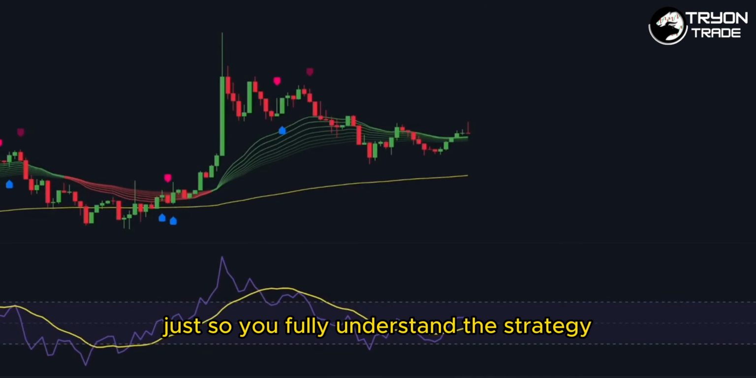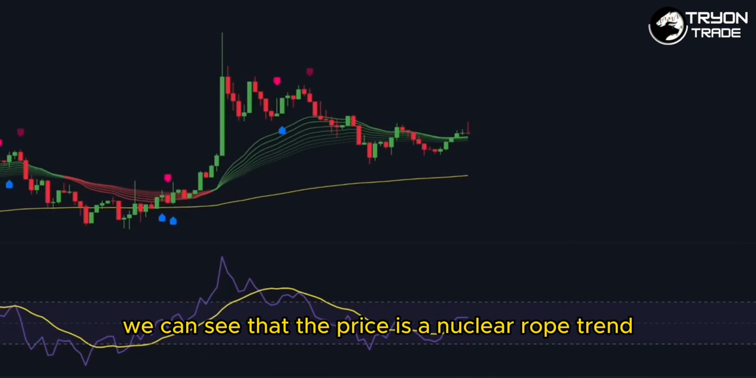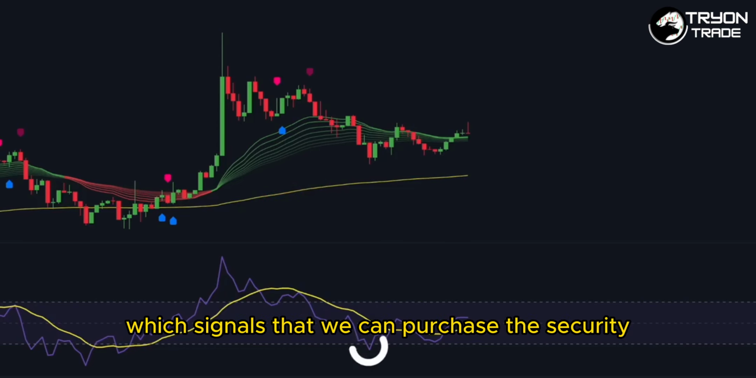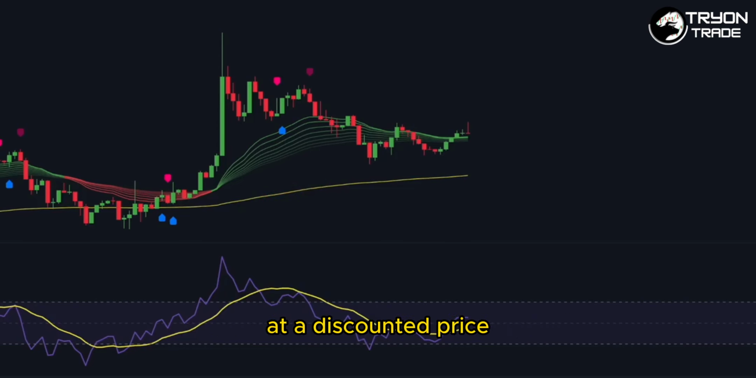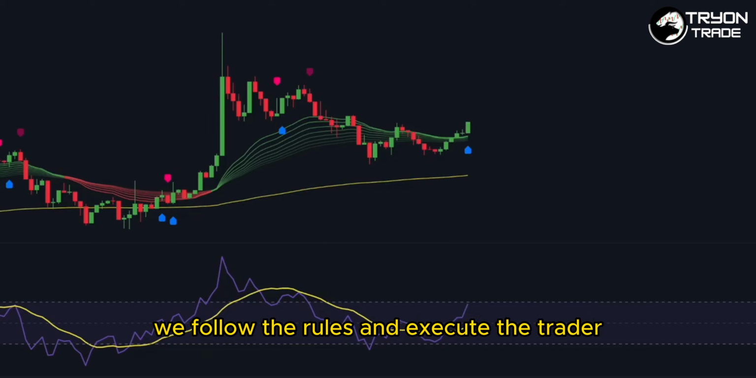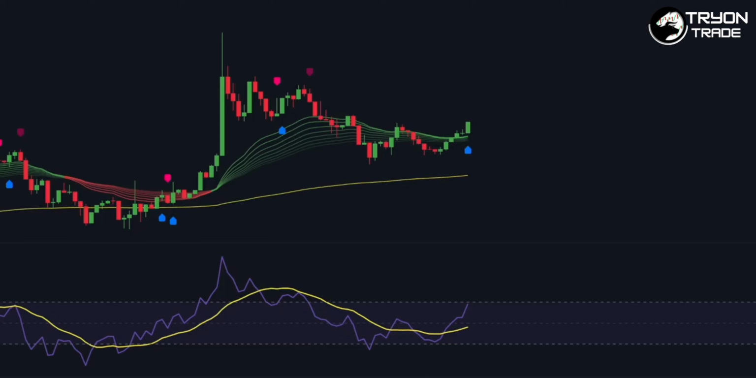Here's one more example, just so you fully understand the strategy. We can see that the price is in an uptrend. The RSI became oversold, which signals that we can purchase the security at a discounted price. Then the machine learning indicator printed a buy label. We follow the rules and execute the trade.